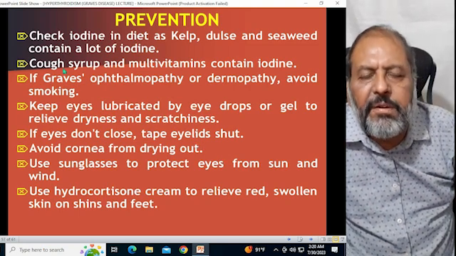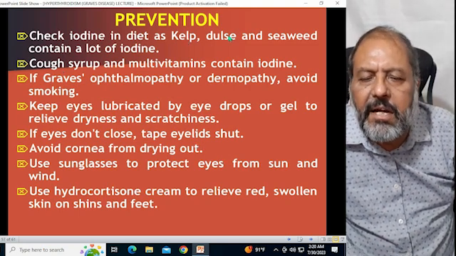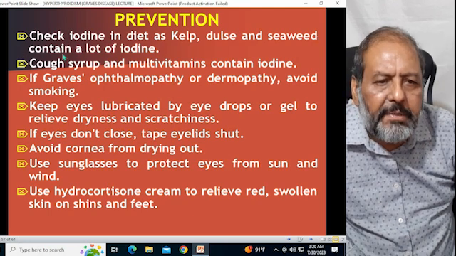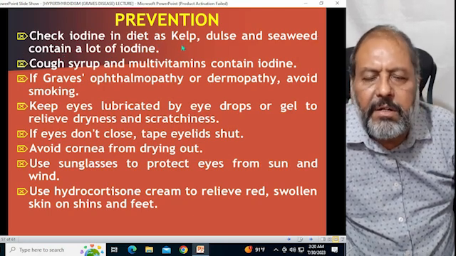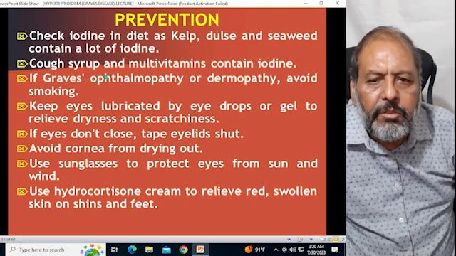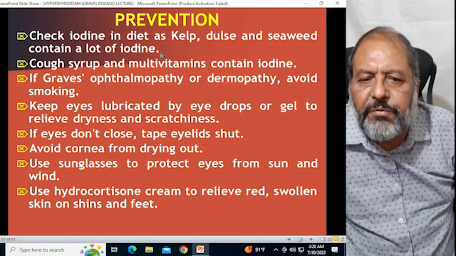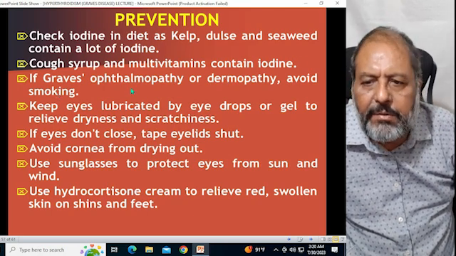And for prevention of the disease, check iodine in the diet, as kelp, dulse and seaweed contain a lot of iodine, so check its use. Cough syrup and multivitamins contain iodine.